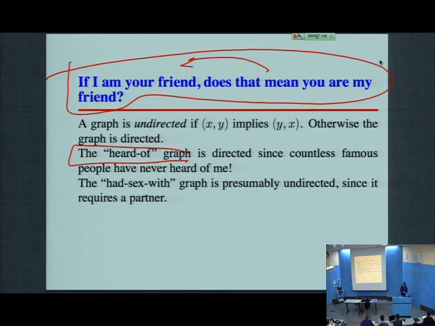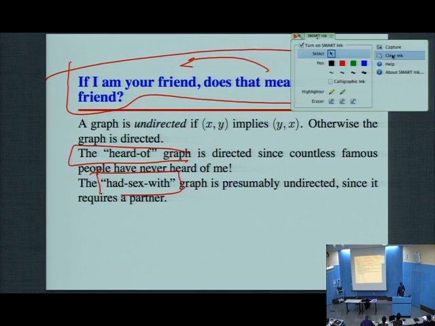What about the had-sex-with graph? This is another example. Is that a directed graph or an undirected graph? As I understand these things, and I don't want to go into them, I think of this as an undirected graph, because if x had sex with y, y had sex with x. This is my understanding of things. Any questions? Good.